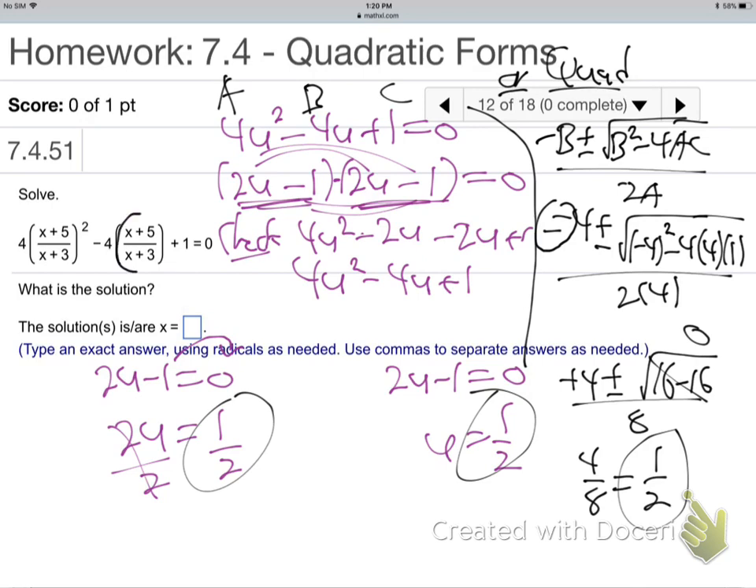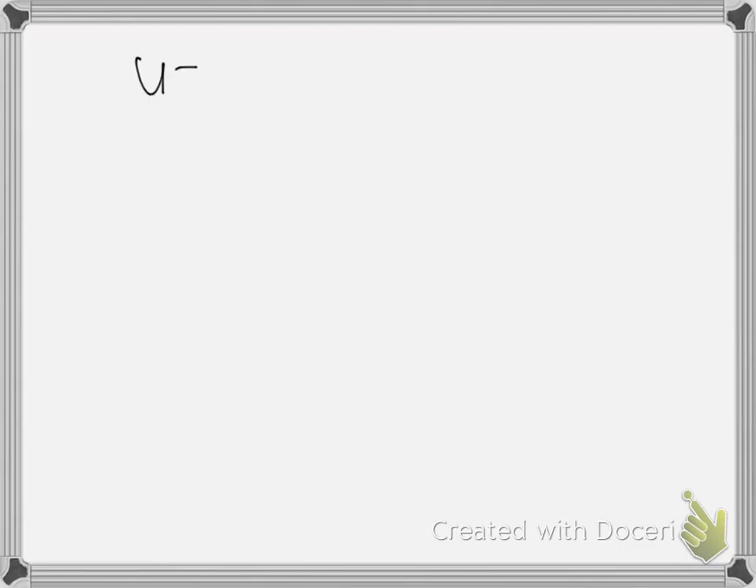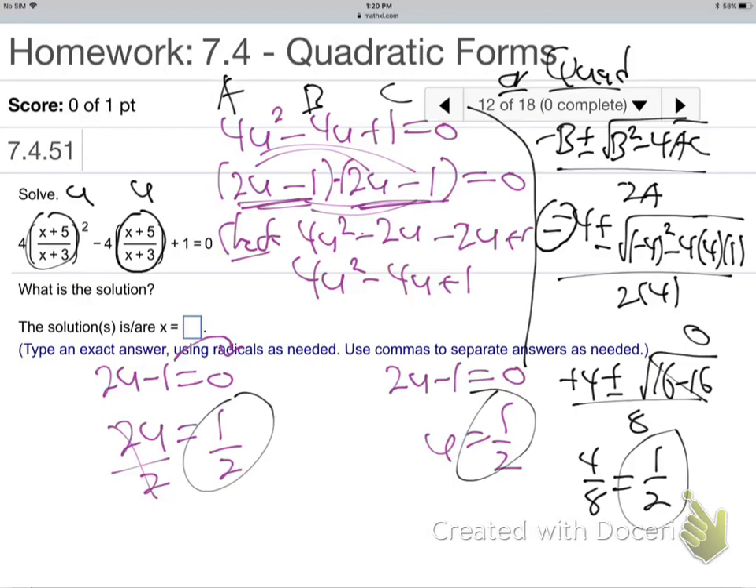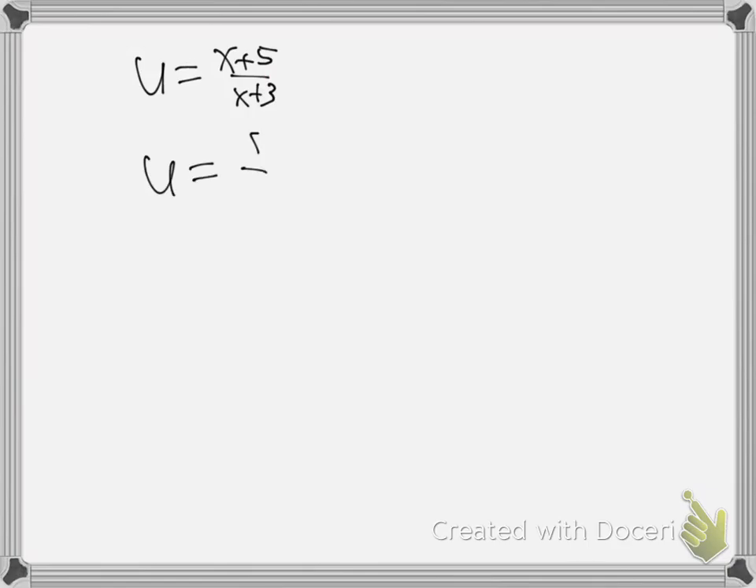Well, remember, u was just the actor taking the place of the mess. So u is, whatever it is, x plus 5 over x plus 3. So when they say use a half, that means this takes the place of u. So that means x plus 5 over x plus 3 is a half. Is that making sense? What I'm doing there? So I solve for u, a half, and then u is the big x fraction. So the big x fraction is a half. And then we solve that.